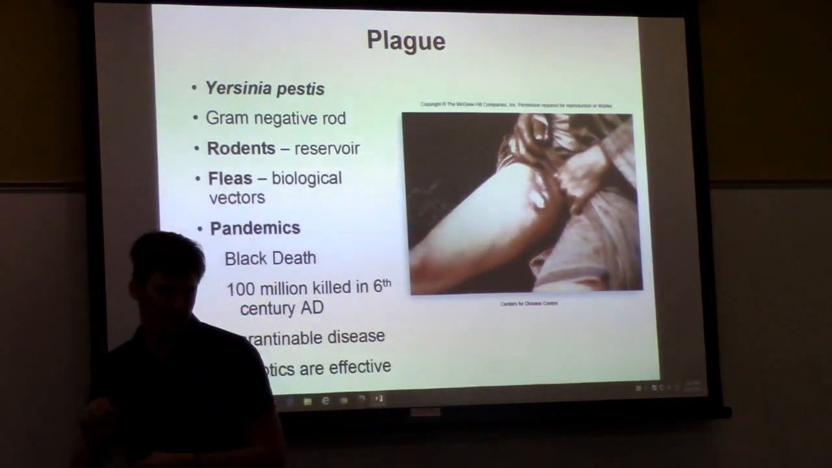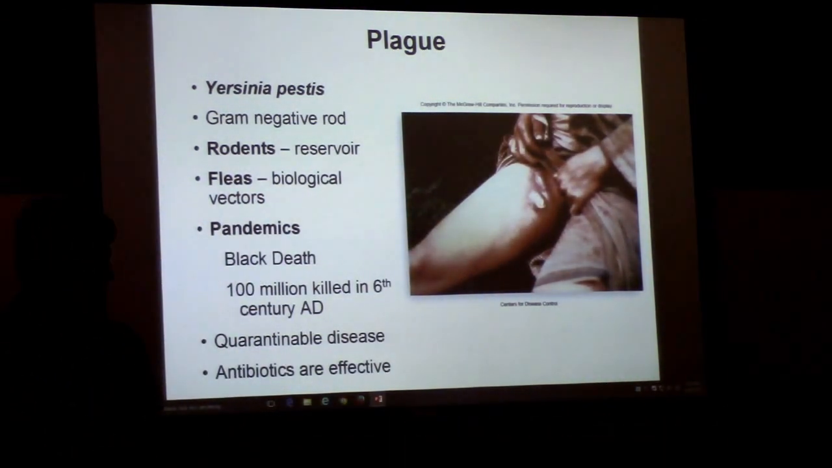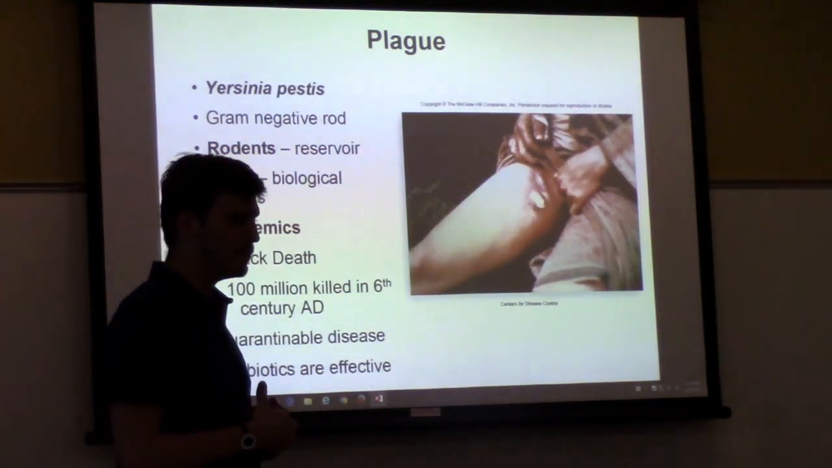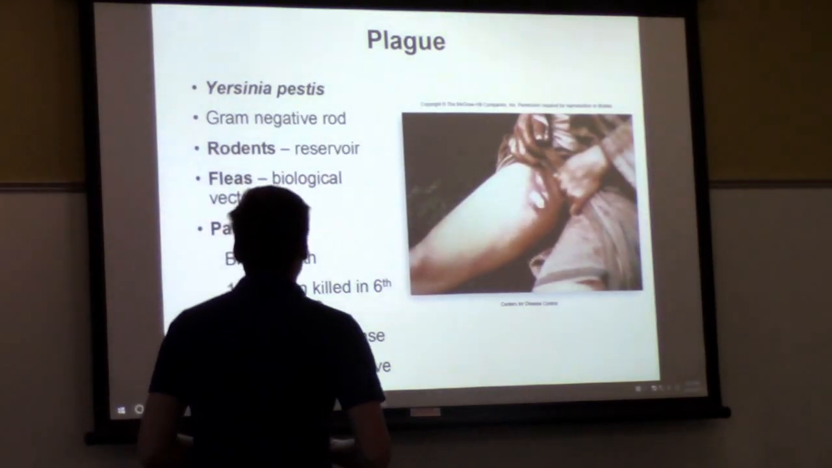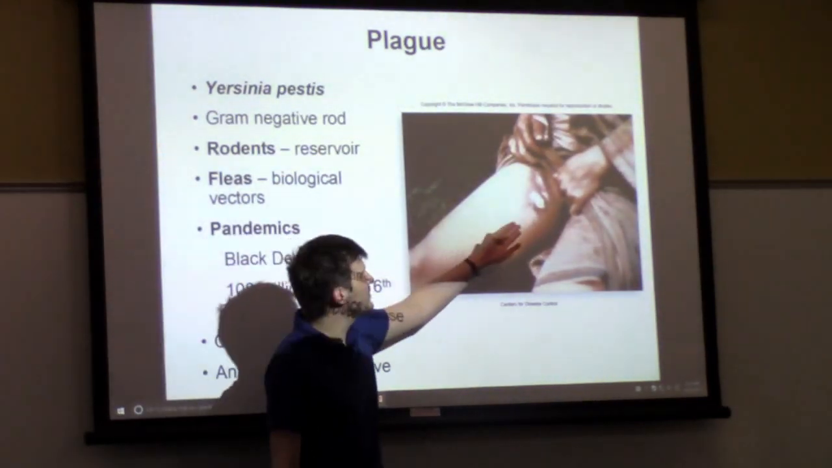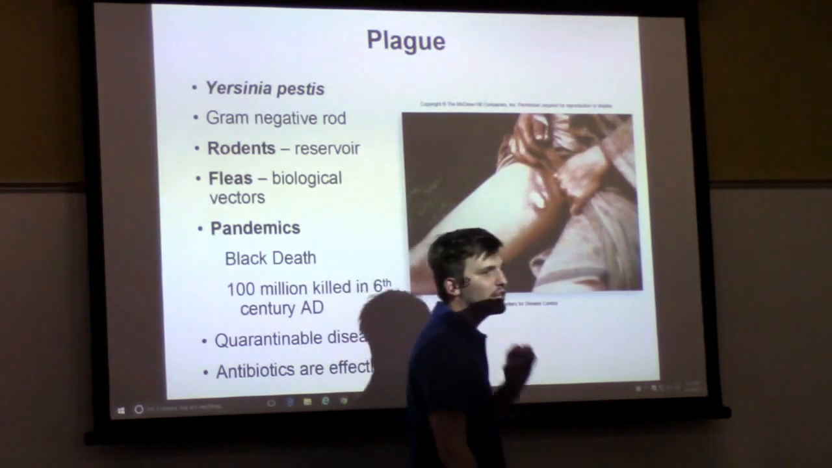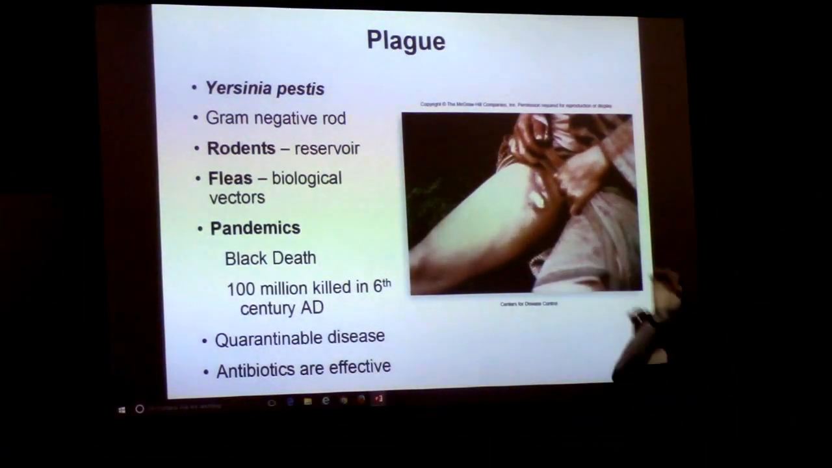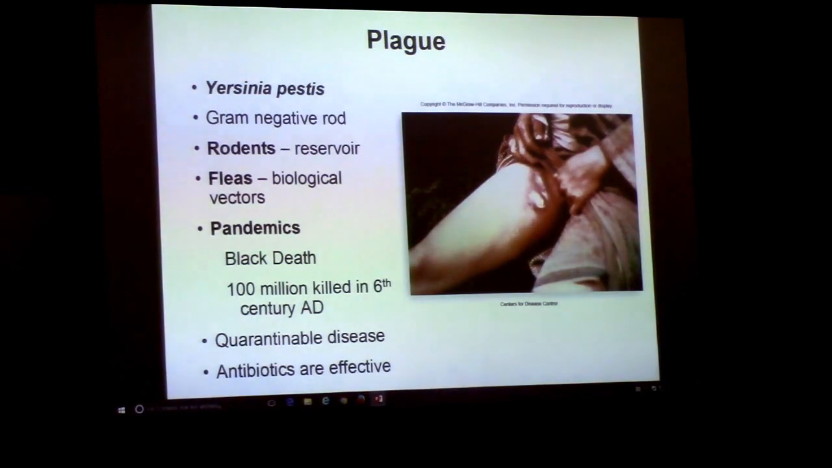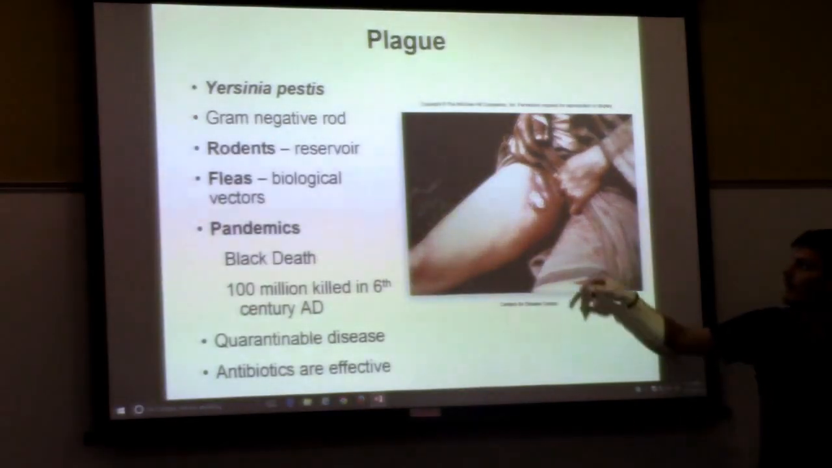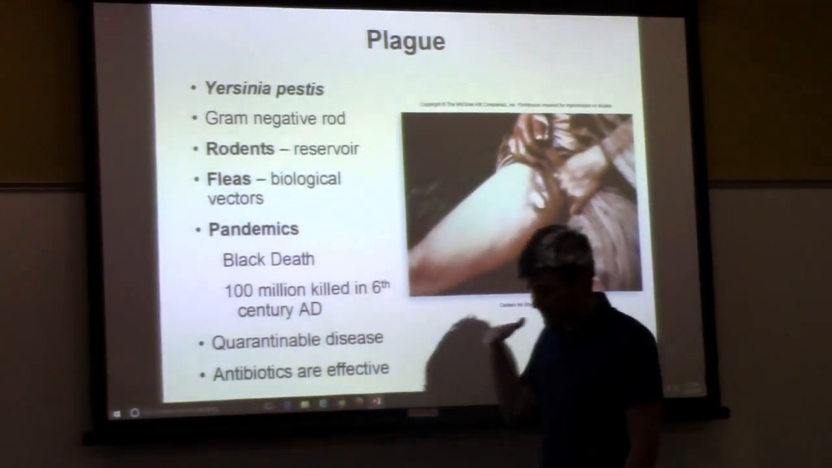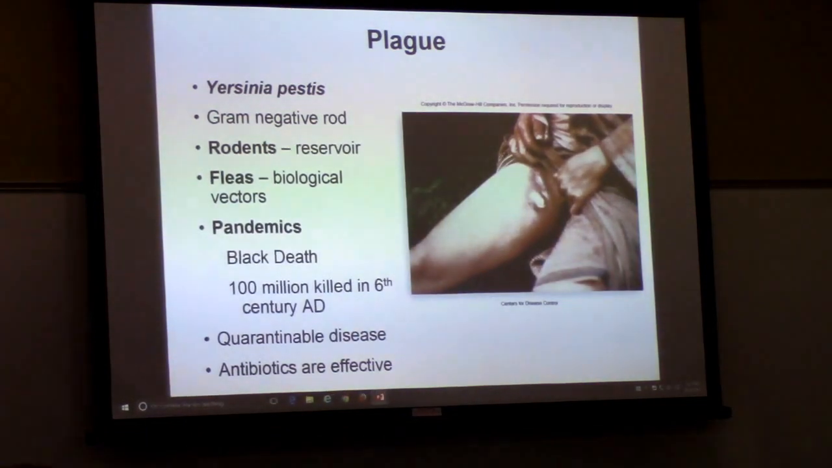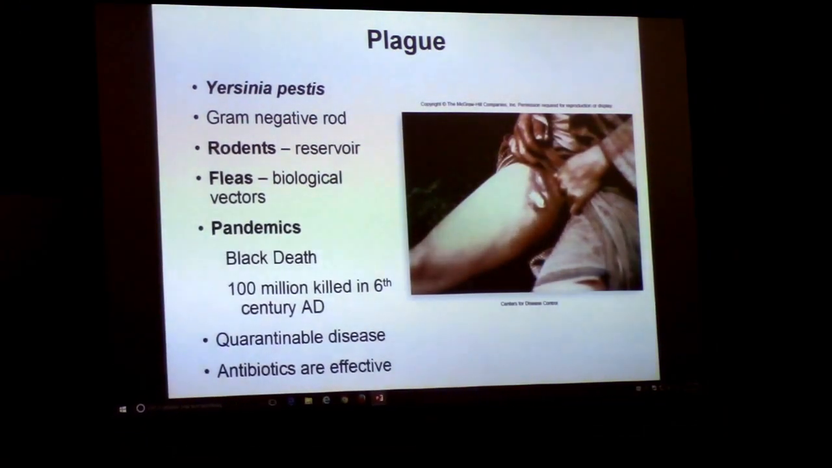Through flea bites. A flea bites a rodent, gets infected with the Yersinia organism, then goes and bites a human, transmitting the organism into the human's bloodstream. This allows the organism to get into the lymphatic system, and the first thing that develops is something called a bubo. This bubo is a large necrotic lymph node that usually occurs in the groin region. This tends to be pretty painful, and if it doesn't get treated with antibiotics, it can move into the bloodstream and then into the lungs.